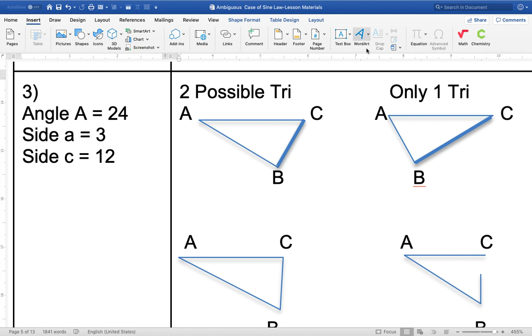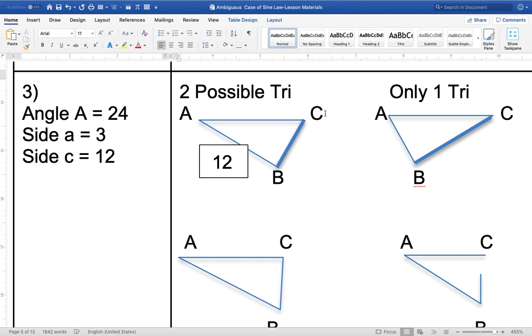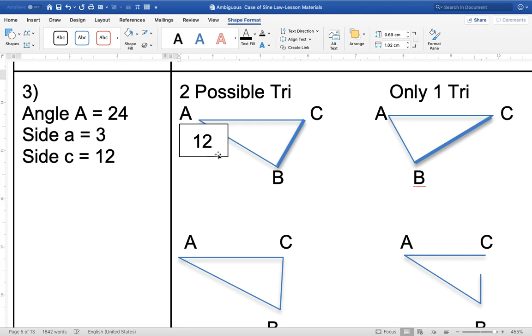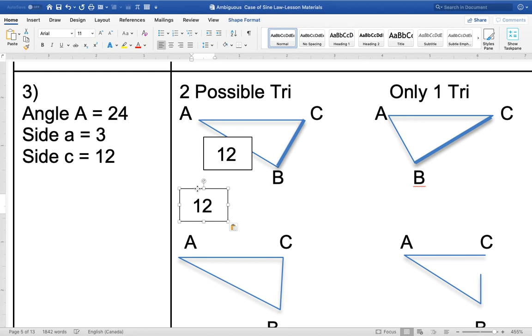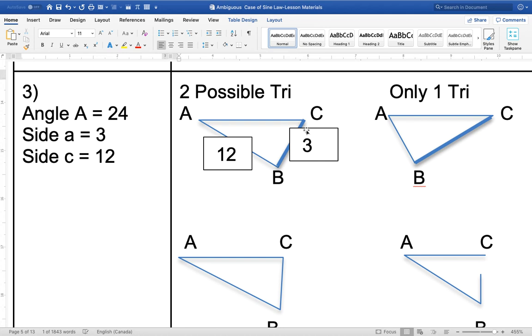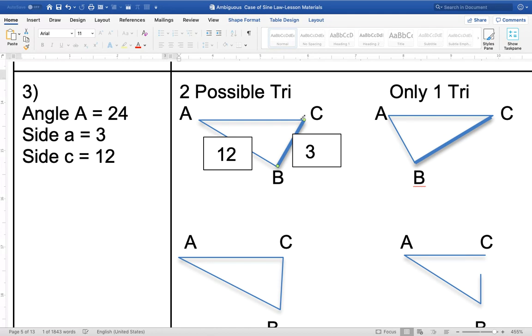So I'm going to insert some text boxes. So it looks like side C is 12 and side A is 3. So, okay, it's shorter. It definitely is shorter. Like this side here, side A is shorter than here. So maybe it's possible that it can go through its arc, intersect again.